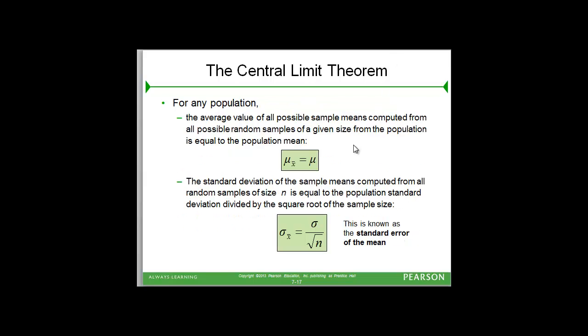And for any population, the average value of all possible sample means computed from all possible random samples of a given size from the population is equal to the population mean. The standard deviation of the sample means computed from all random samples of size n is equal to the population standard deviation divided by the square root of the sample size. We call this the standard error of the mean.